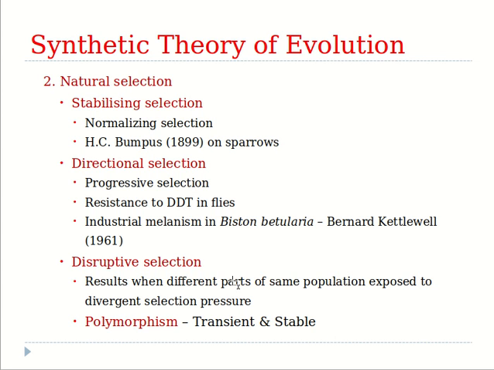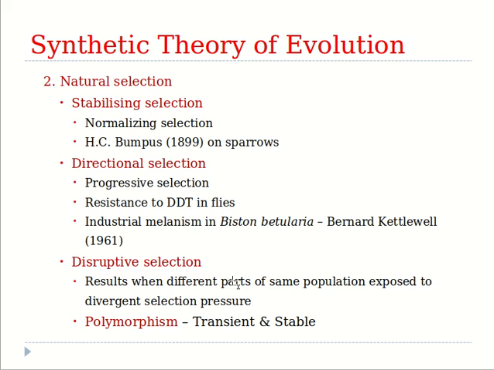Disruptive selection is one in which, from the same population, two kinds of individuals develop because of differences in the environmental conditions within the microhabitats of a larger environment. So in disruptive selection, two different kinds of population emerge at the same time. It is also referred to as diversifying selection. Disruptive selection is also referred to as diversifying selection.